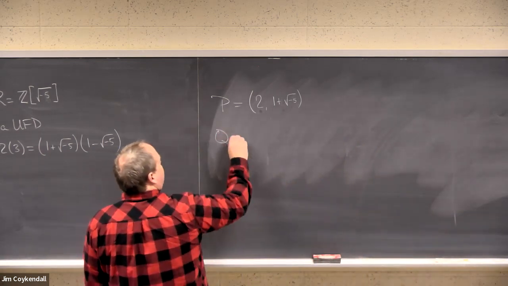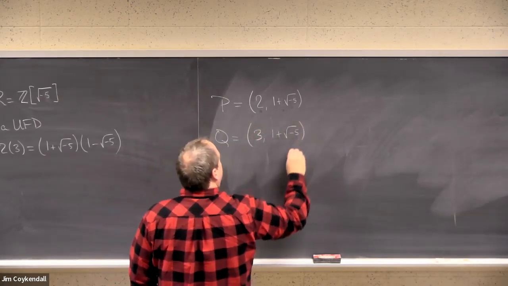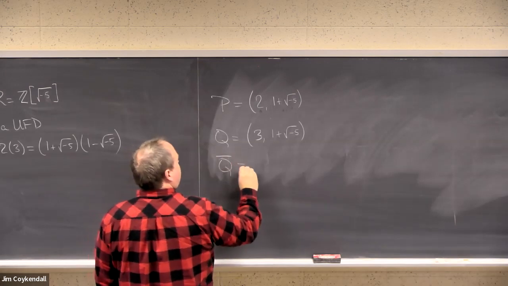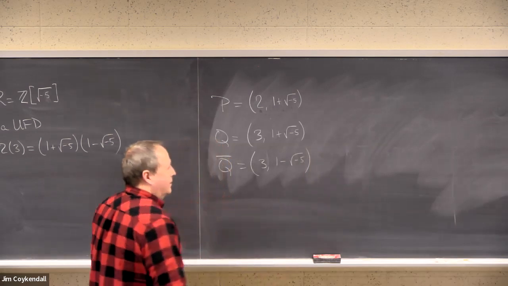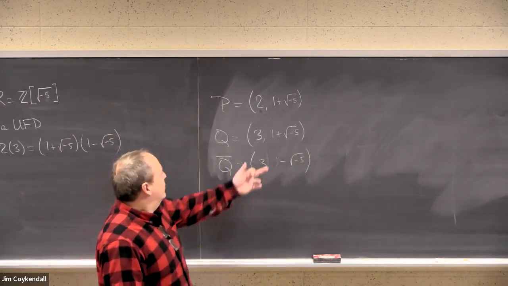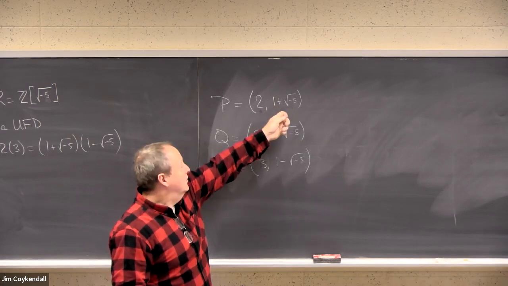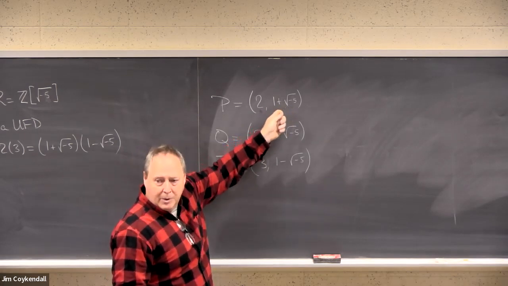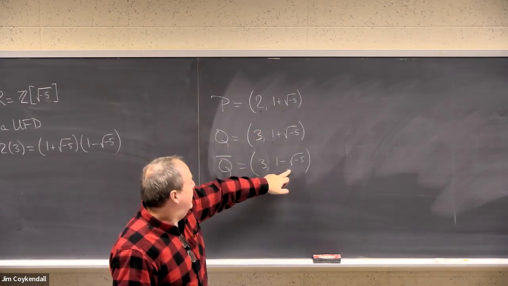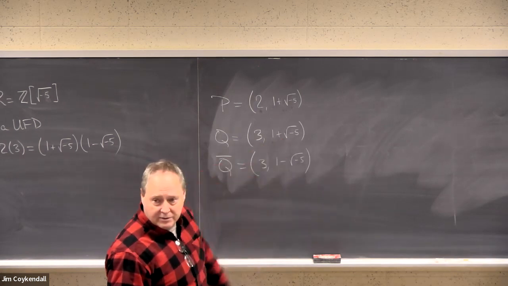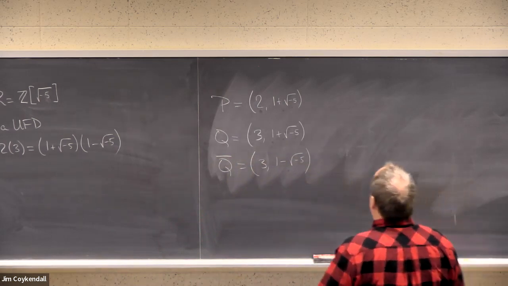Let's look at Q equal to 3, and I'm going to look at Q bar. Notice this ideal contains the conjugate of 1 plus radical -5, because the difference between this and the conjugate is a multiple of 2. This one does not contain this, and this ideal is not carrying this. Right? These are sort of two concepts. Now, let me point out a couple of things.